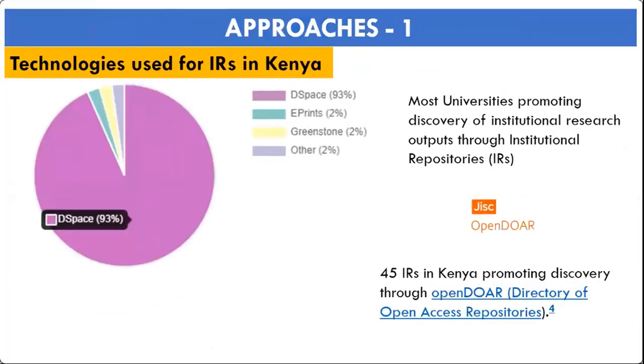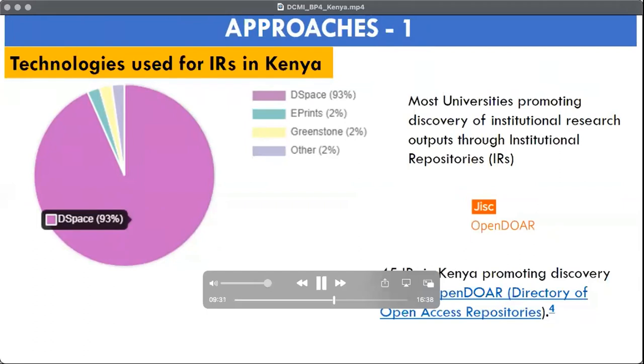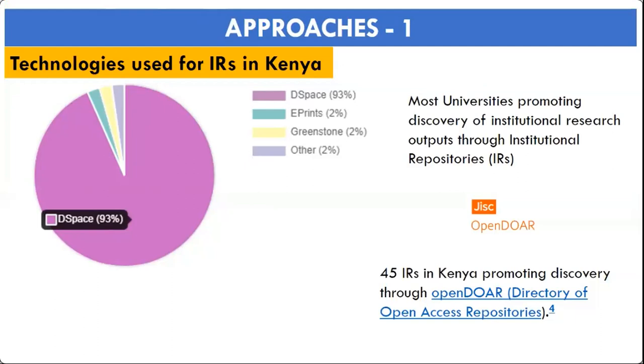So one of the approaches, we looked at the technologies used for IRs in Kenya. And it emerged that most universities are promoting discovery of institutional research outputs through institutional repositories. And this we were able to get through the OpenDOAR site, that is the Directory of Open Access Repositories, whereby Kenya has 45 institutional repositories. And out of these 45, we found that 93% of them are employing DSpace as a means of subjecting their content to discovery through institutional repositories. Then we have EPrints 2%, Greenstone 2%, and other software 2%. So you can see DSpace takes the lion's share in terms of the software for institutional repositories.